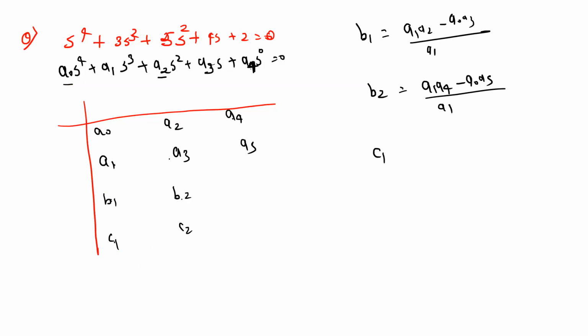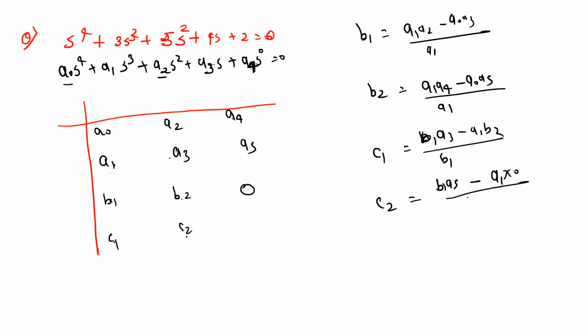C1, I can calculate as b1 a3 minus a1 b2, divided by b1, and I can calculate the value of c2, that is b1 a5 minus a1 into 0, divided by b1. If there is nothing, then it will be 0. So this will be 0, this will be 0, so that will be a5. Fine. So we have calculated the value of c1 and c2.